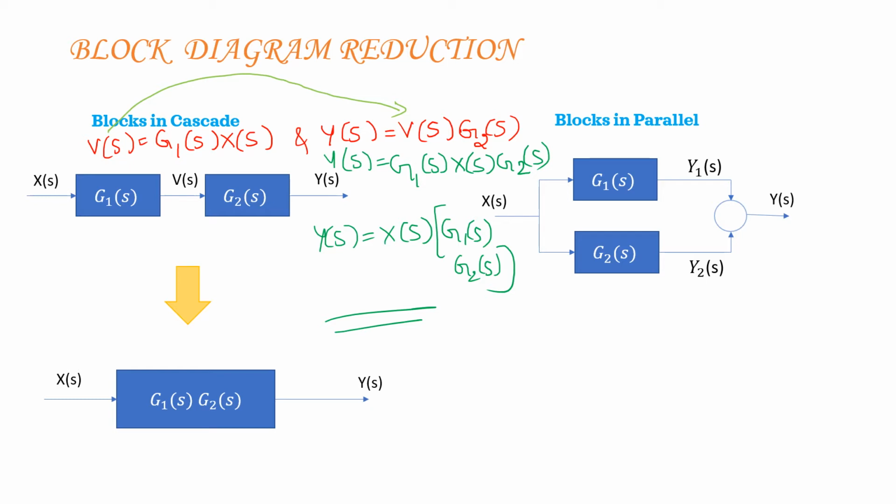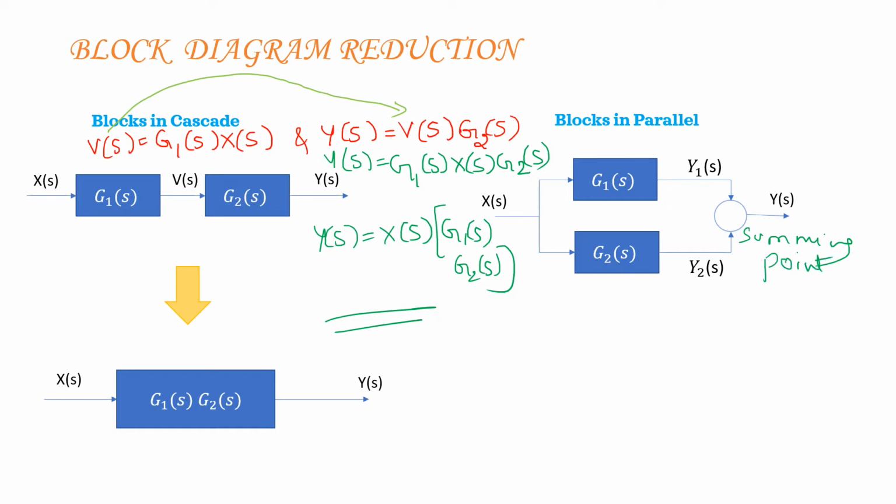If there are n number of blocks connected in cascade, then just multiply the gains of all the blocks so that we can represent it in one single block. The next rule is if the blocks are connected in parallel. If the blocks are connected in parallel, you can see here we have a summing point. This is the summing point.